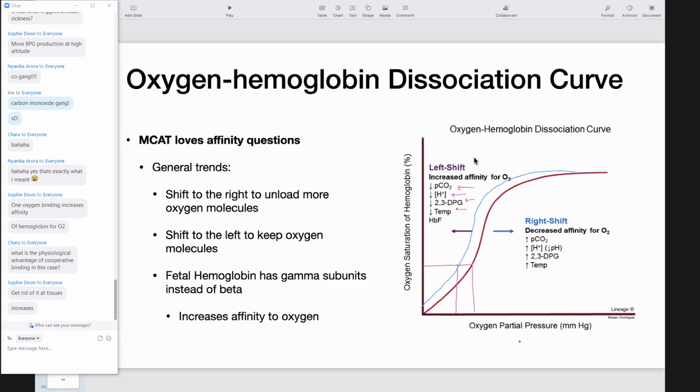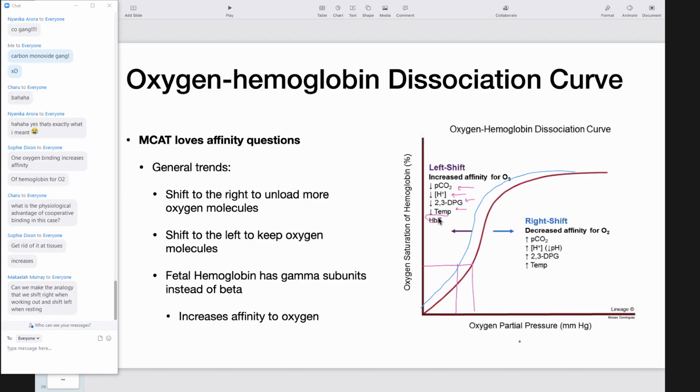And then a left shift or increase in affinity is also what the fetal hemoglobin oxygen-hemoglobin dissociation curve looks like. We'll talk about fetal hemoglobin in babies and fetal circulation in the Repro and Dev lecture, but the fetal hemoglobin has a greater affinity for O2 because it needs to rip it off the mother.